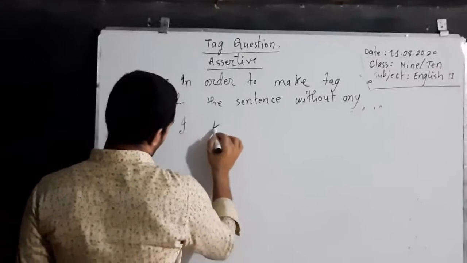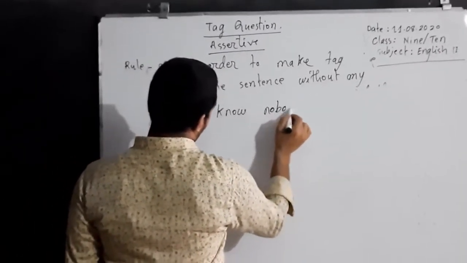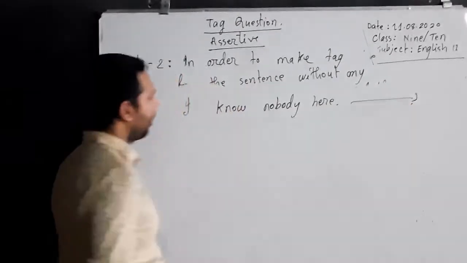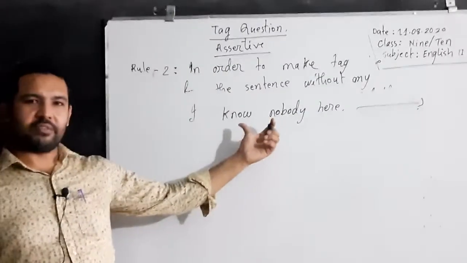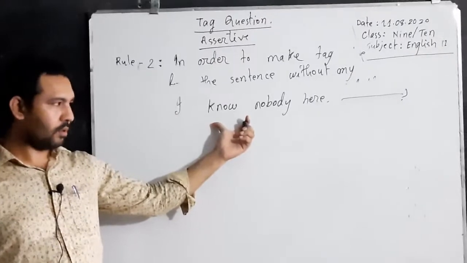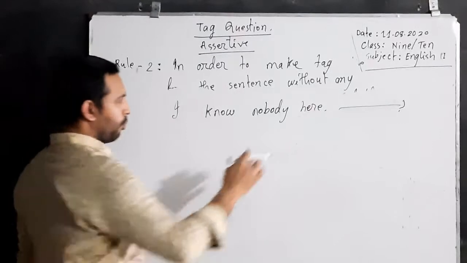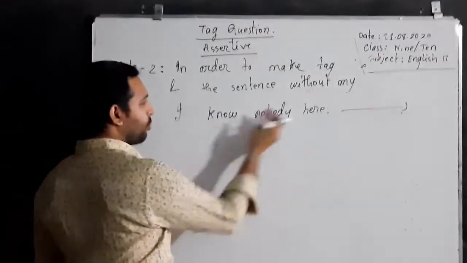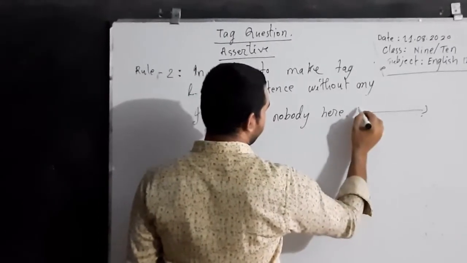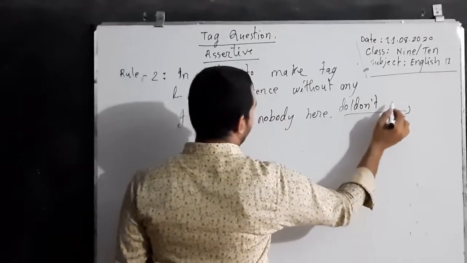I know nobody here. There is no auxiliary verb in this sentence. It is a present tense. So what should we do? As there is no auxiliary verb, we have to bring those auxiliary verbs. And as it is present tense, we have to use do or don't before the subject.